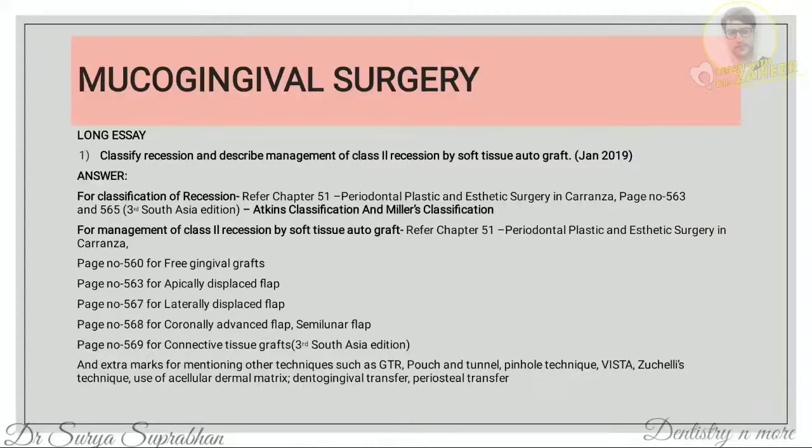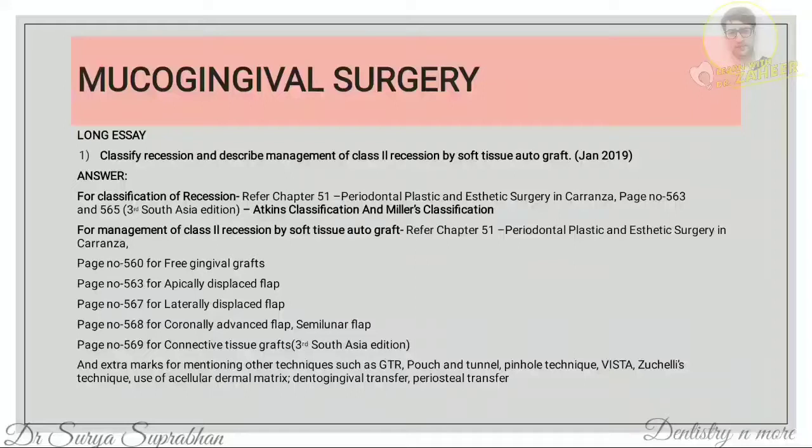Then classify recession and describe management of class 2 recession by soft tissue autograft. Okay, so for classification you have to refer chapter 51, page number 563. Atkins and Miller's classification is there. And then for management of class 2 recession by soft tissue autograft, for free gingival graft refer page 560.